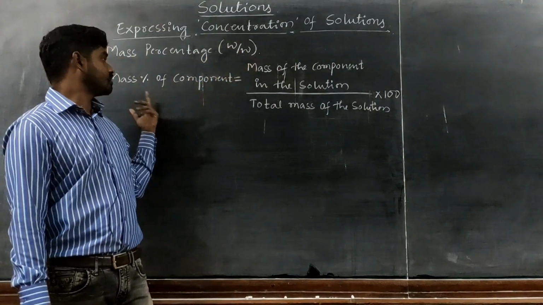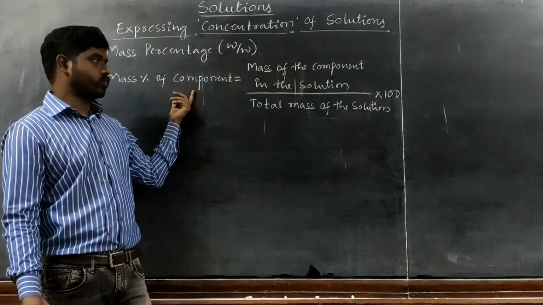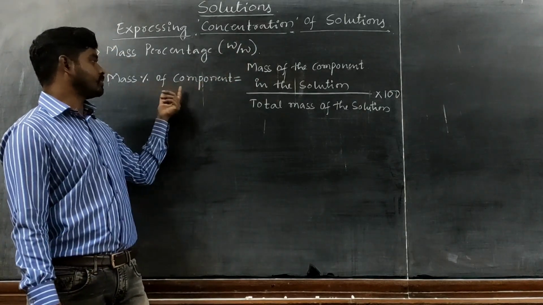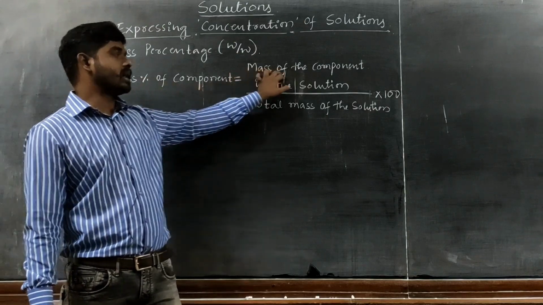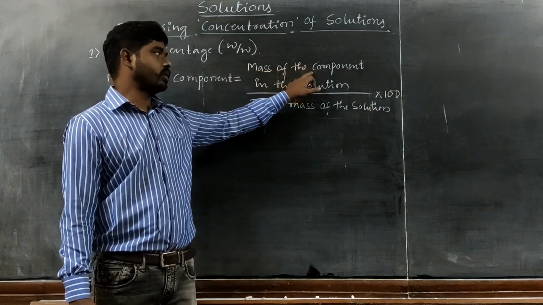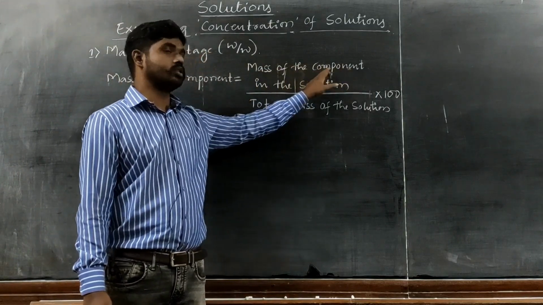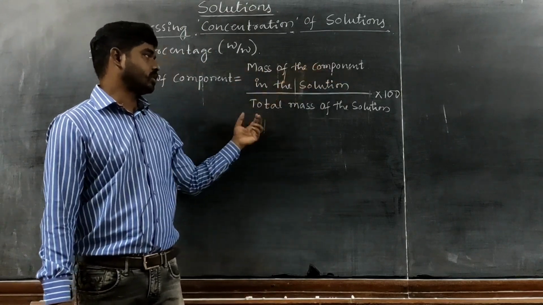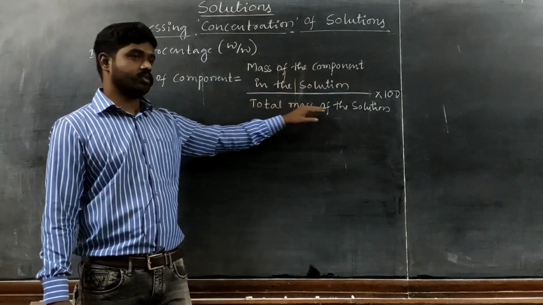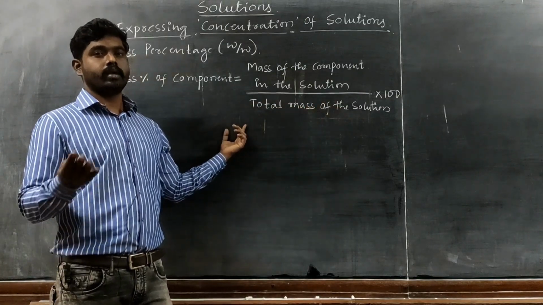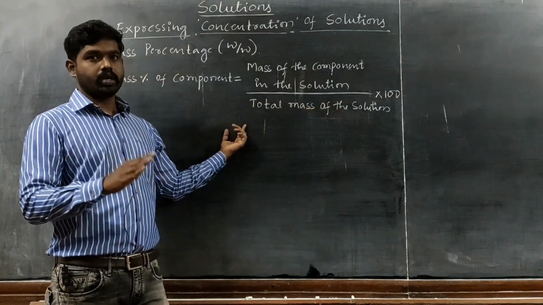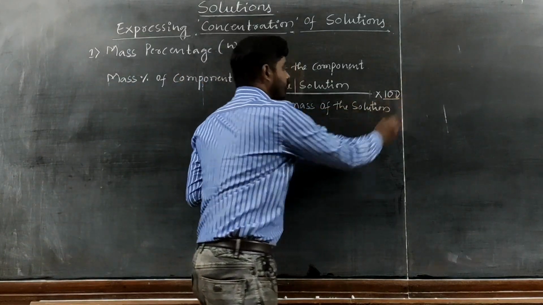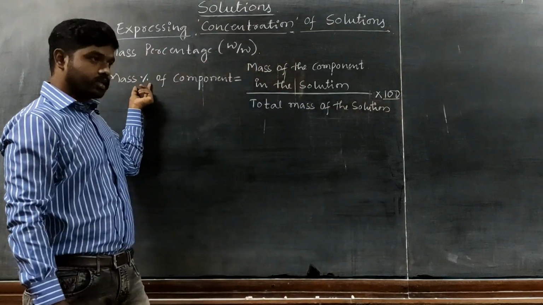It can be defined as the mass percentage of any component. Suppose if you want to determine the mass percentage of solute or solvent, the mass percentage of component is equal to the mass of the component in the solution. If you want to determine the solute, then you have to consider the mass of the solute. If you want to determine the solvent, then you have to consider the mass of the solvent in the solution, divided by the total mass of the solution. The total mass of the solution is given by the mass of solute and mass of solvent. That is multiplied by 100, because we are going to calculate the percentage.